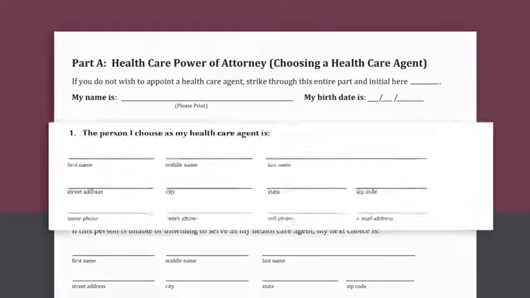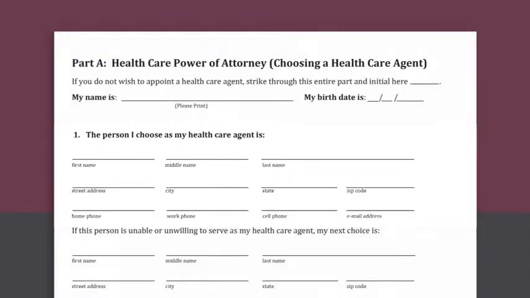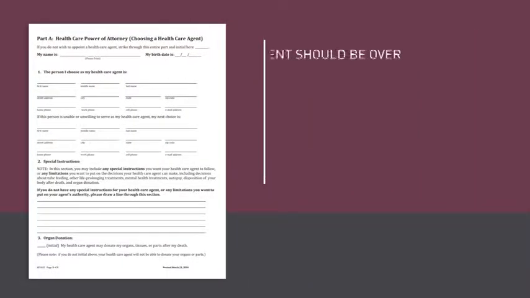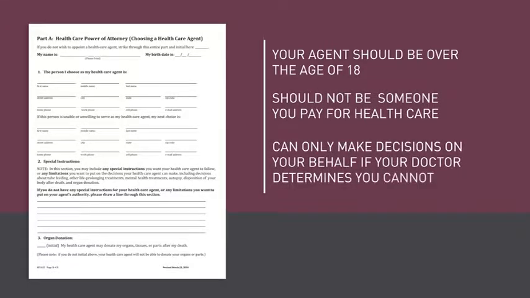Part A is the healthcare power of attorney document, and it allows you to name your healthcare agent. This person may also be called a healthcare proxy or a healthcare agent. Your agent should be over the age of 18 and should not be someone you pay for healthcare. This person will only be able to make decisions on your behalf if your doctor determines that you have lost the ability to make your own healthcare decisions. You do not have to complete the healthcare power of attorney to complete the living will in Section B.